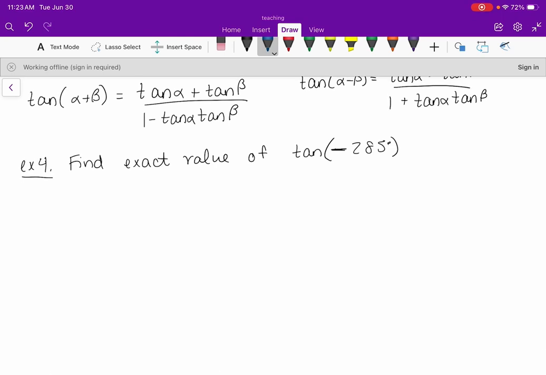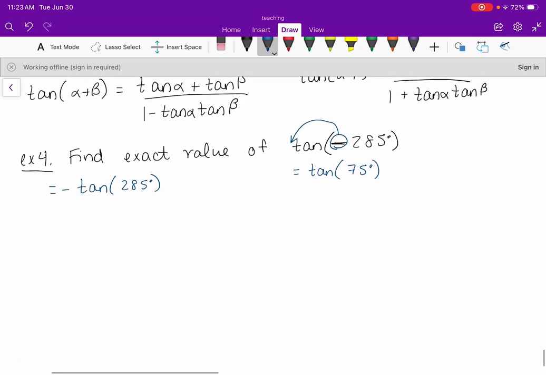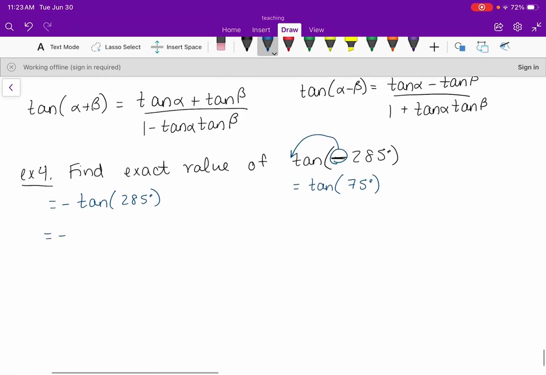So tangent is an odd function, so that negative can pull out to the front. So this is the same as negative tangent 285. You also, if you want to, you could add 360 to negative 285, and you could work with 75 degrees. That's also perfectly fine. That's probably the easier route, but I've already done a bunch of stuff with 75, so I kind of want to do the harder version. So I'm going to work with this 285. You guys can do the 75, and if we get the same answer, then you know you're good. But I should do the harder one.